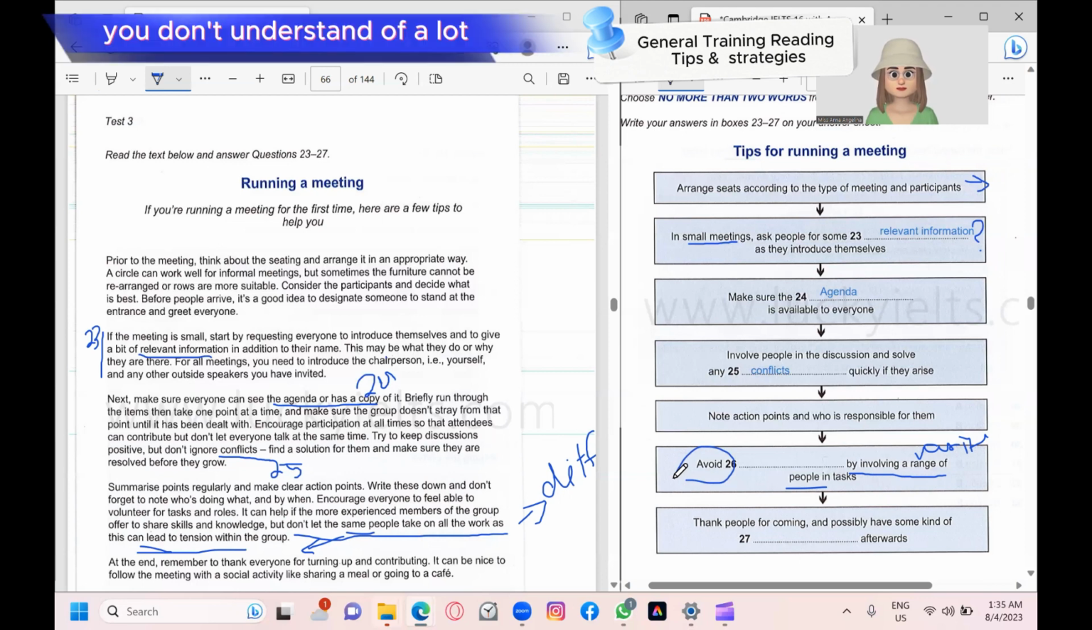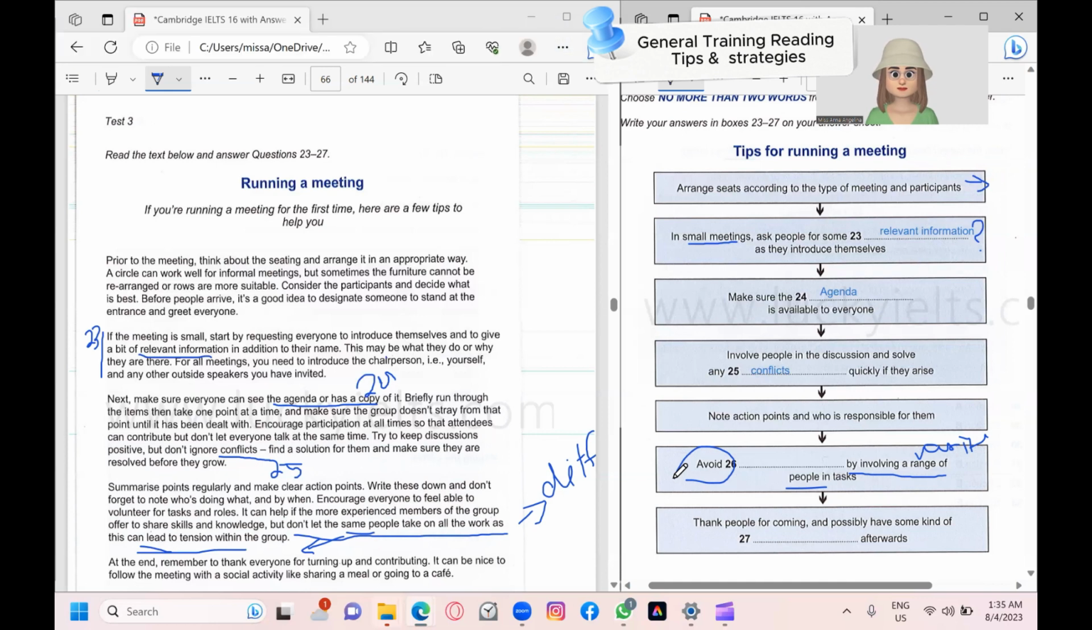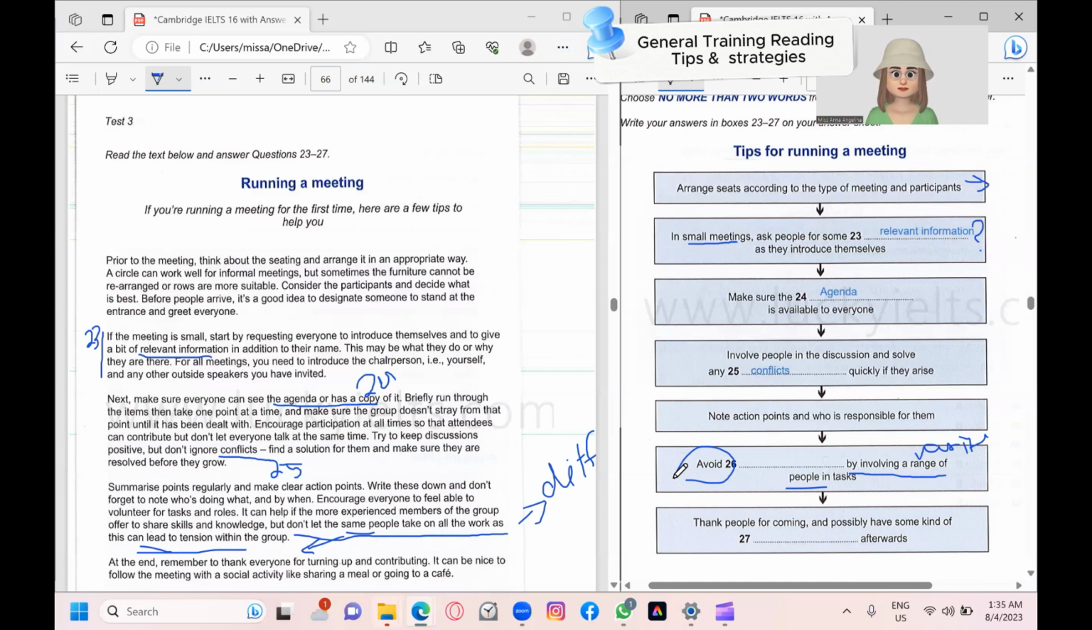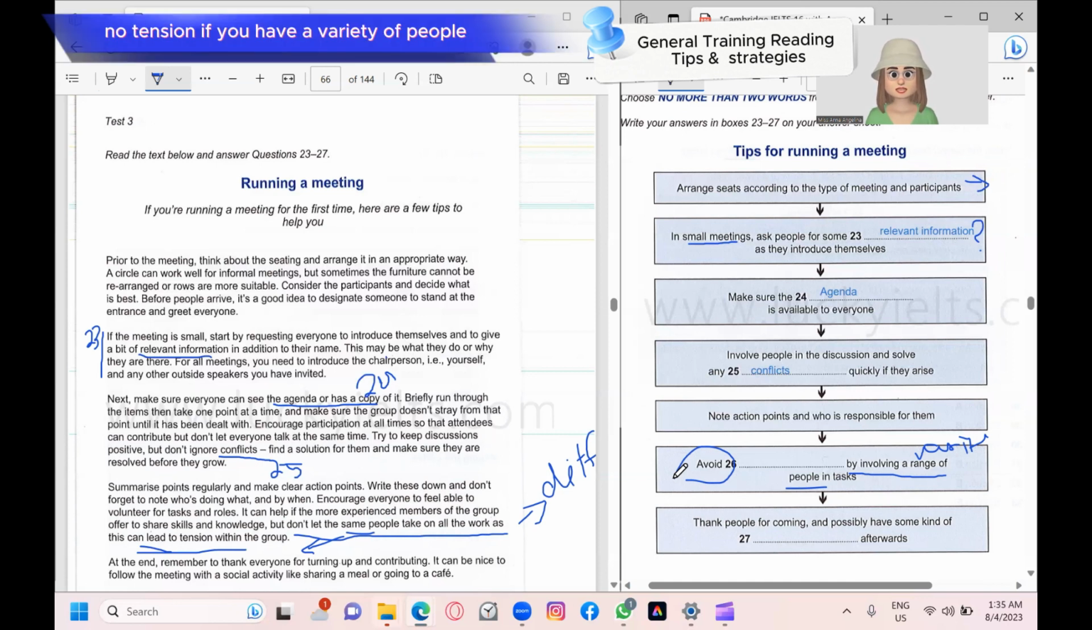You don't understand? Bilal. Ma'am, I understand. Why, what do you understand? Because this is just the opposite. Because they have written the opposite statement to this. They have given us that if the same people do the task, you will have tension. The statement says no tension if you have a variety of people. That's the simplest way I can put it.